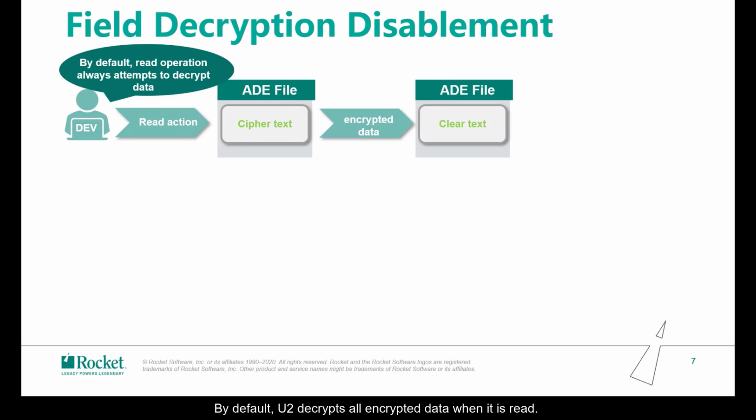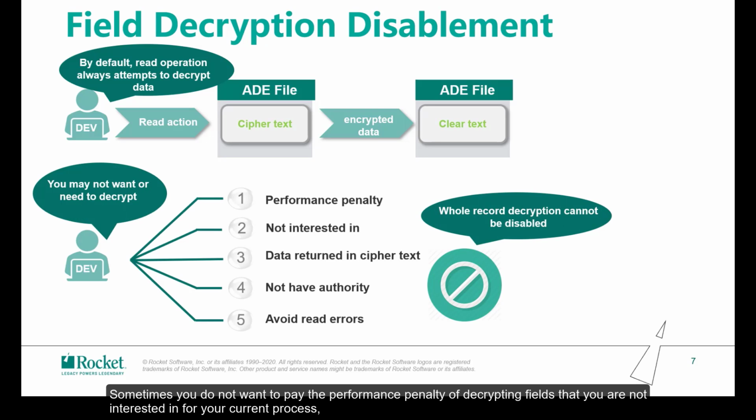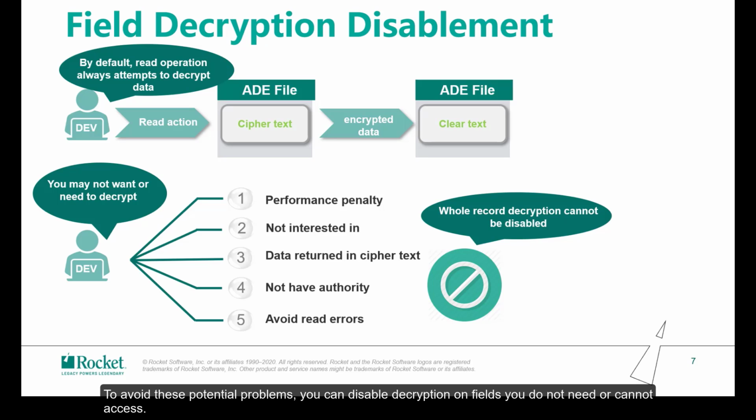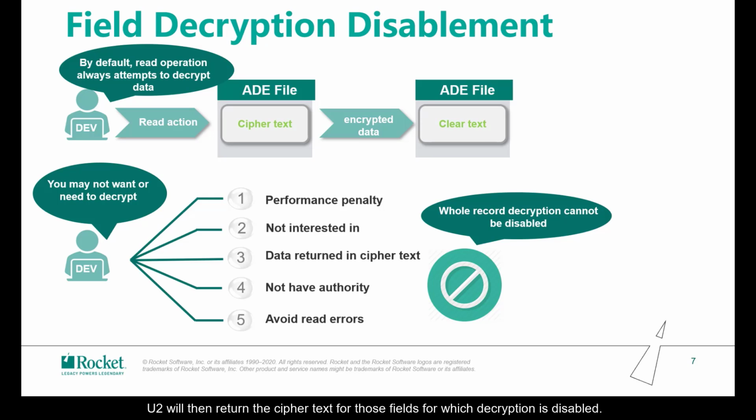By default, U2 decrypts all encrypted data when it's read. If you encrypt several fields in a file, U2 must perform multiple decryptions. Sometimes you don't want to pay the performance penalty of decrypting fields that you are not interested in for your current process, or you don't have the permission to access all the encryption keys involved. To avoid these potential problems, you can disable decryption on fields you don't need or can't access. U2 will then return the ciphertext for those fields for which decryption is disabled.